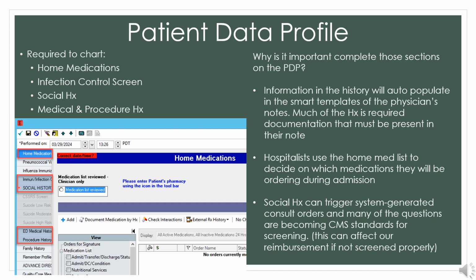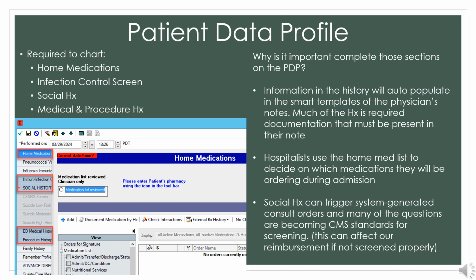The minimum required charting sections of the patient data profile include home meds, infection control screen, social history, medical history, and procedure history. It's important to complete these sections prior to our physicians reviewing the patient chart because the information in the histories will auto-populate in the SMART templates of the physician's notes. And most of those histories are required documentation, which must be present in their notes.